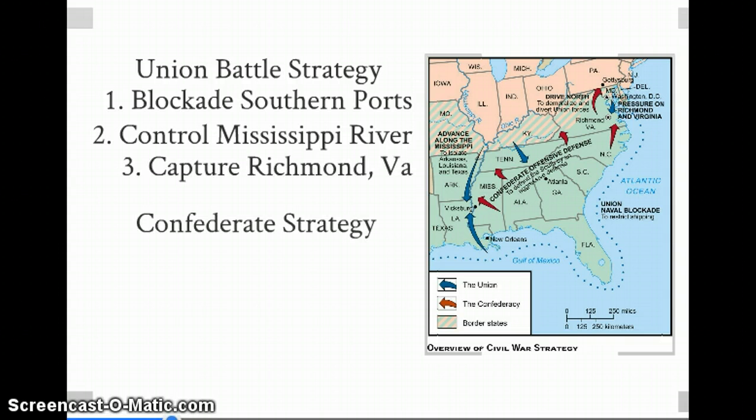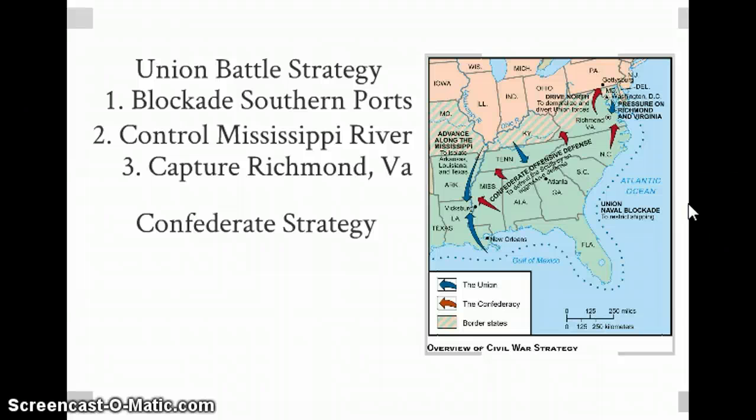And lastly, capture Richmond, Virginia, the third part of the Union strategy. Washington, D.C. and Richmond, Virginia were not all that far apart from each other, about 90 miles or so. Richmond, Virginia was the capital of the Confederacy. So these three pieces were the Union strategy to get the Confederacy to surrender.